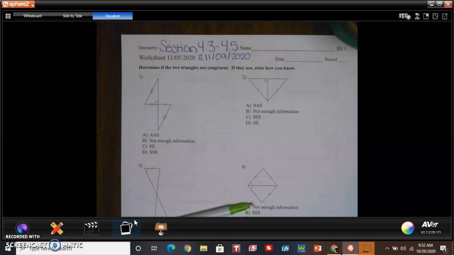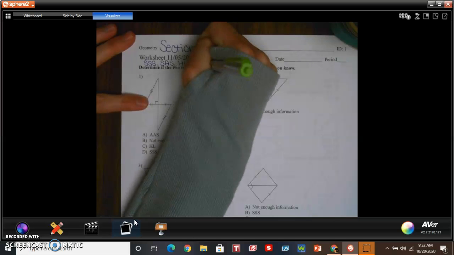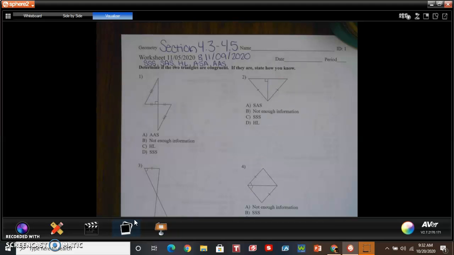So here we go. This is over sections 4.3 through 4.5. This is what you did last week, and it's dealing with triangle congruency. Now remember, there are 5 ways to prove triangle congruency. There is side, side, side. There is side, angle, side. There is hypotenuse, leg, angle, side, angle, and angle, angle, side. Okay? So we're going to be seeing and proving how these triangles are congruent using one of those 5, or if there's not enough information, that they're not congruent.